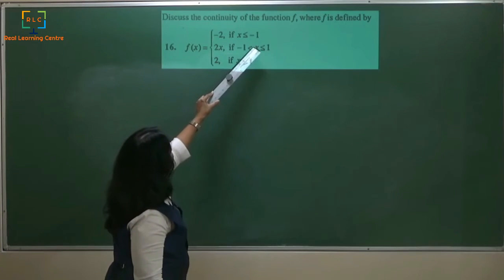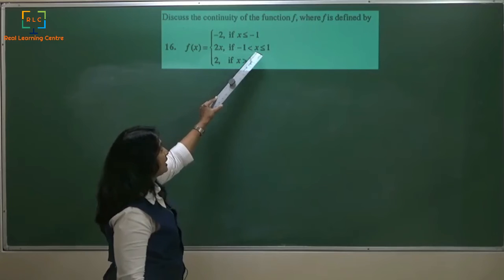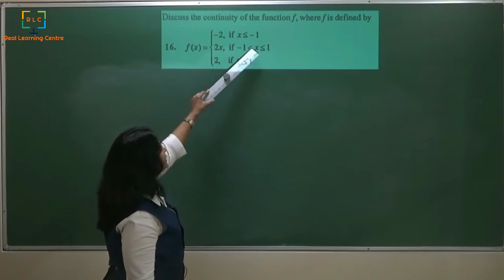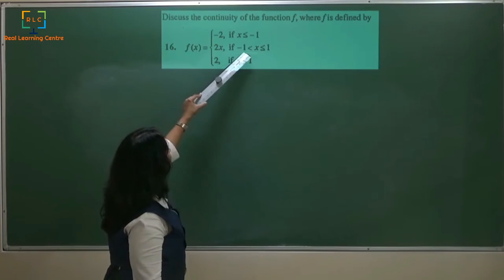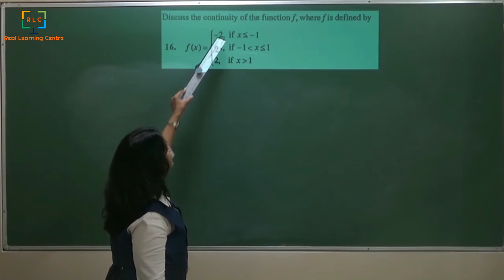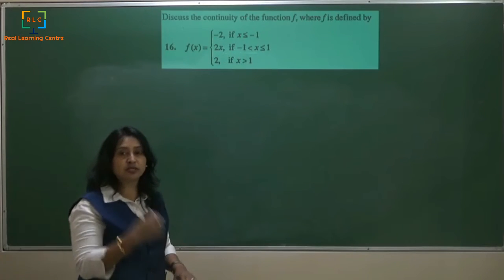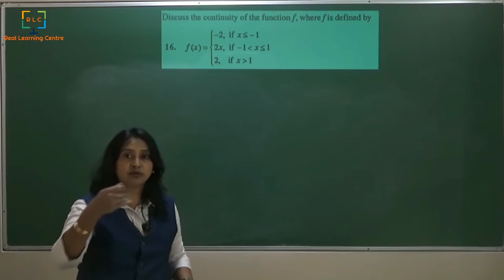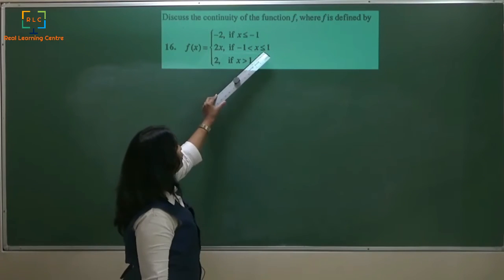And for x greater than minus 1, they have given 2x, wherein I have to plug in x equal to minus 1. Minus 2 and minus 2, they are equal. So the given function is continuous at x equal to minus 1, that is, in and around minus 1, it is a continuous graph. Okay, and now I am going to 1.